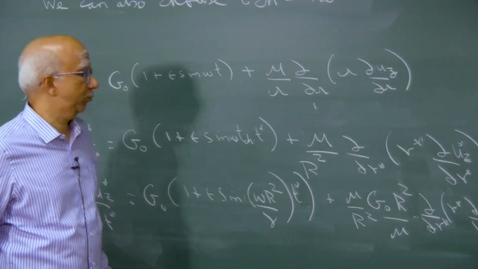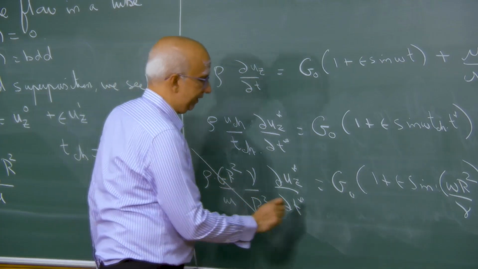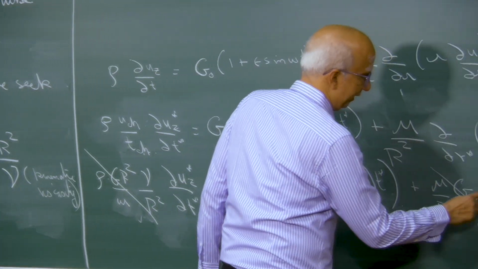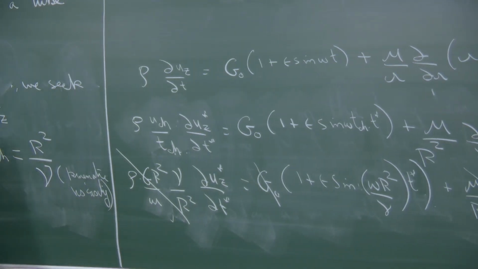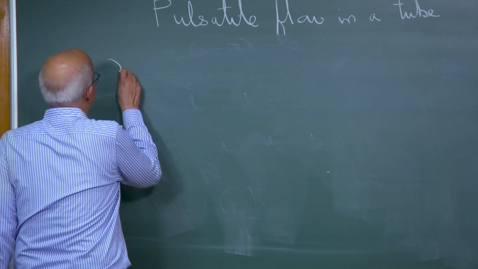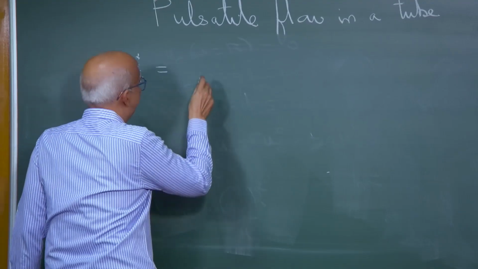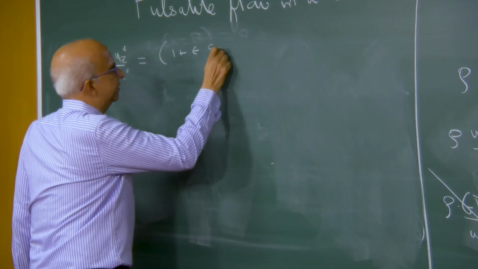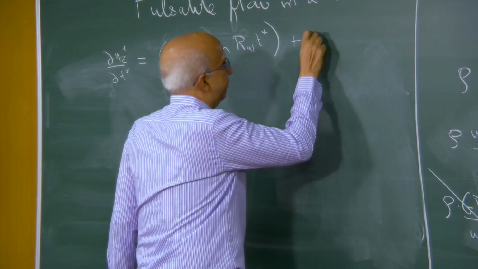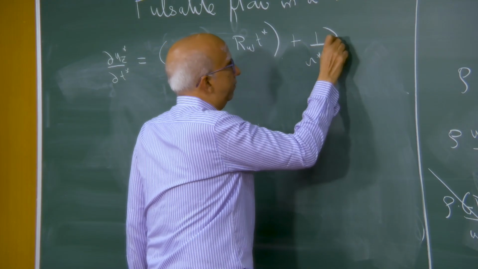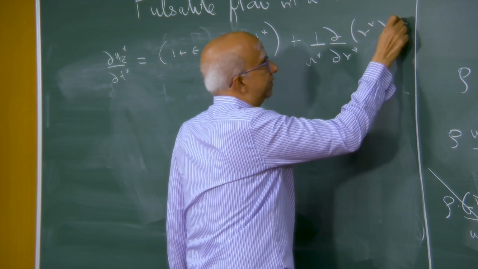So, all I have done is substituted for u characteristic, and you find that all these coefficients will cancel off. There is a g here which cancels with g. So, at the end of the day, my simplified equation in dimensionless form is going to be du z star by dt star equals 1 plus epsilon sin of omega star t star, plus 1 by r star d by dr star of r star du z star by dr star.